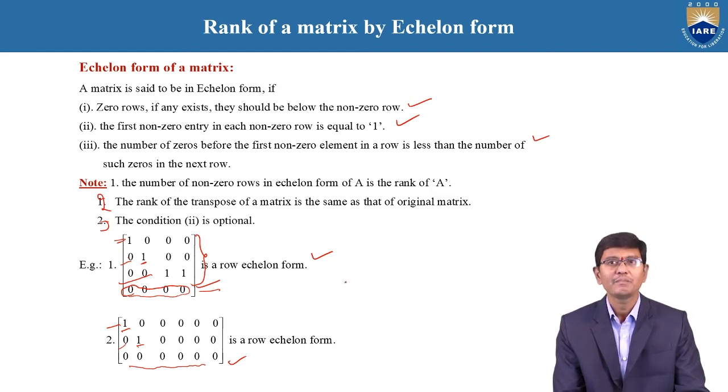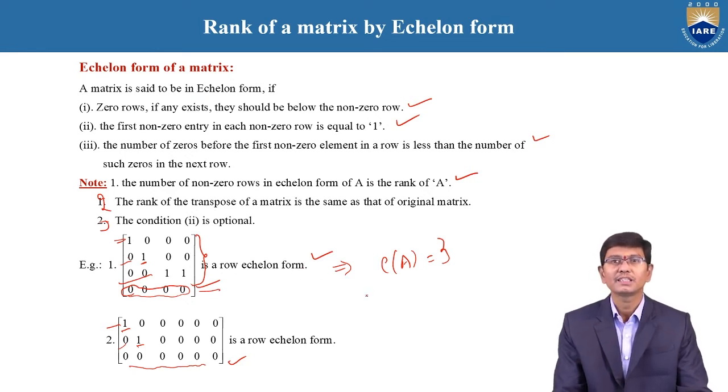And based upon this echelon form of a matrix, for example, if you want to find the rank of the first matrix, the rank is equal to 3. Why? Because according to the condition, the number of non-zero rows is equal to the rank of a matrix. Therefore, in this first example, the number of non-zero rows is equal to 3. Therefore, the rank of the matrix is equal to 3.